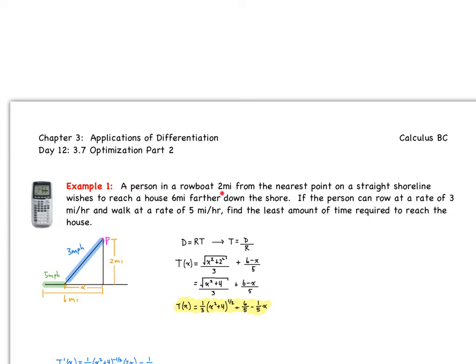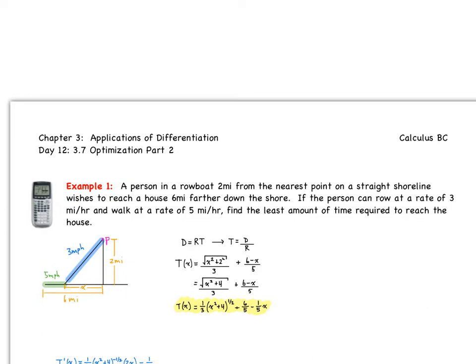A person on a rowboat 2 miles from the nearest point on a straight shoreline wishes to reach a house 6 miles farther down the shore. If the person can row at a rate of 3 miles per hour and walk at a rate of 5 miles per hour, find the least amount of time required to reach the house.